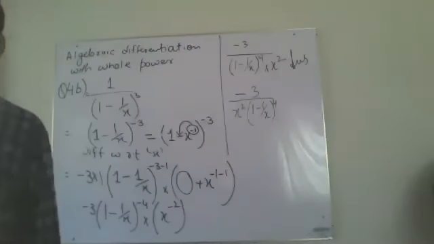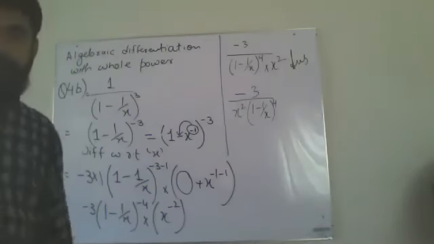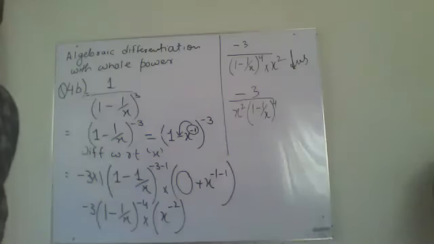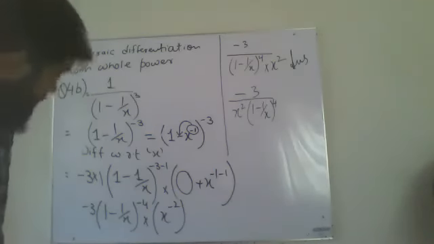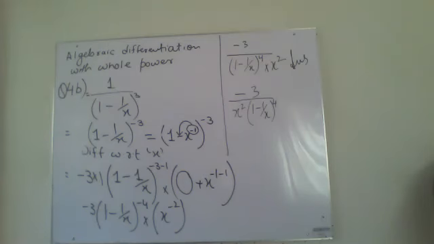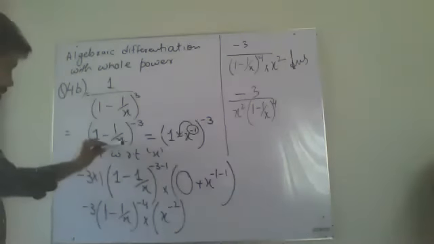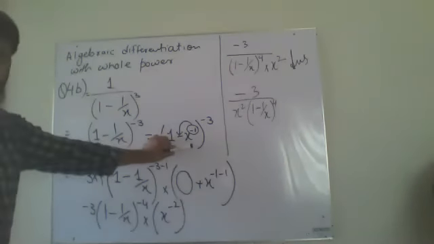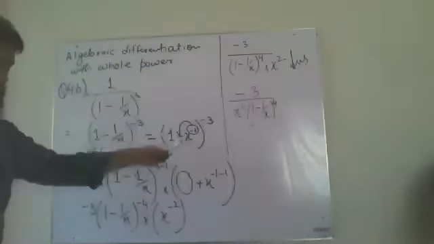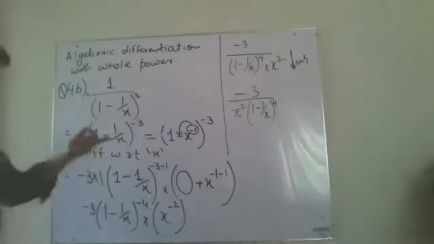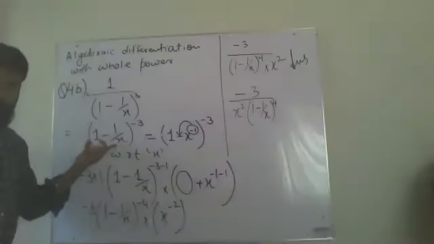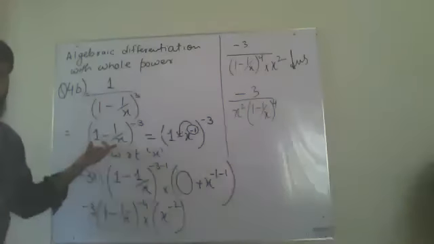Sir, it's a general query. I get the sum and all, but when you shifted 1 upon x into x to the power minus 1, its power was minus 1. So why didn't you do the same thing in the first bracket? Can't we do that here? Yes, you can do it over here.